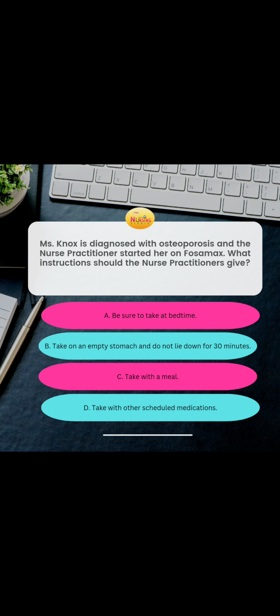All right, this one states Miss Knox is diagnosed with osteoporosis and the nurse practitioner started her on Fosamax. What instructions should the nurse practitioner give? You know my rules. I always tell y'all to read the stem of the question first. So the stem of the question states, what instructions should the nurse practitioner give? All right, I'll give you a few. Let y'all read through those answer choices and see which one you would select.